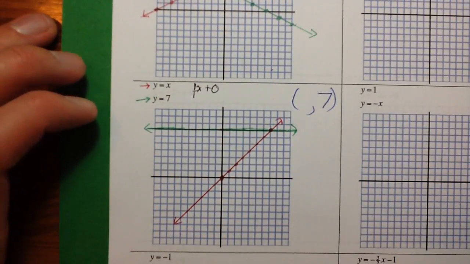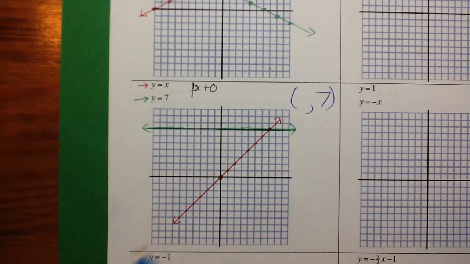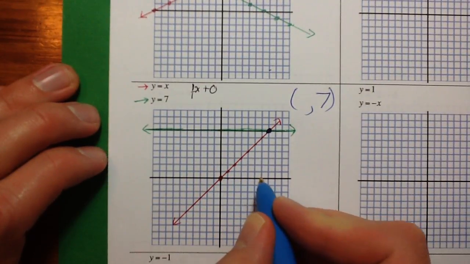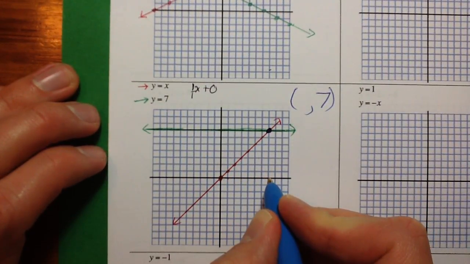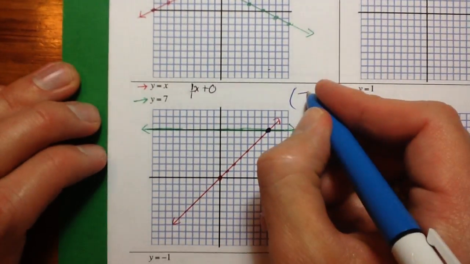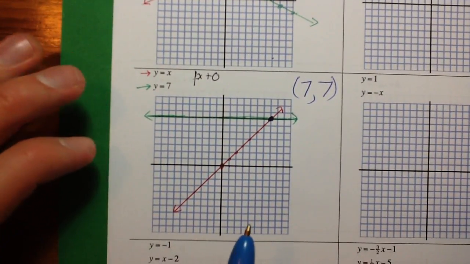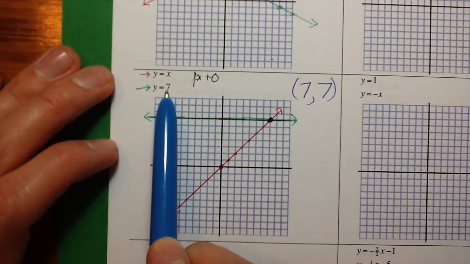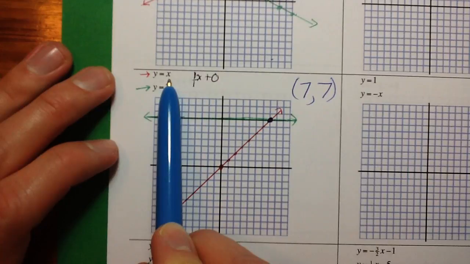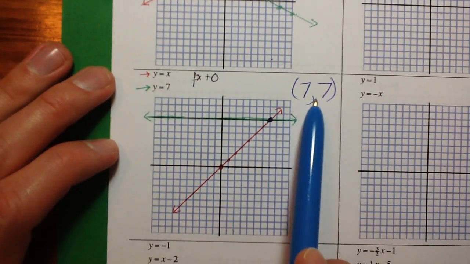And where do they meet? Let's count it. I want to get to here. 1, 2, 3, 4, 5, 6, 7, comma, 1, 2, 3, 4, 5, 6, 7. They meet at 7, 7. Can I tell you how you could have just looked at that one and told the answer? This is kind of cool. You already knew what y was, and y is the same thing as x. So I know they're the same. I know what y is, and I know they're the same, so they must both be 7.